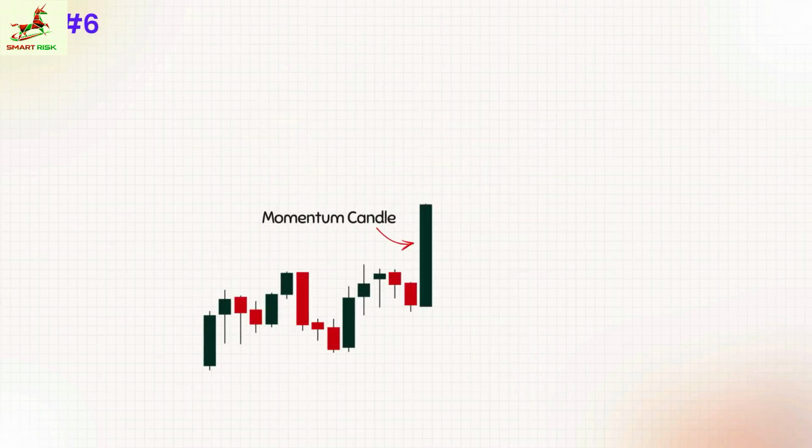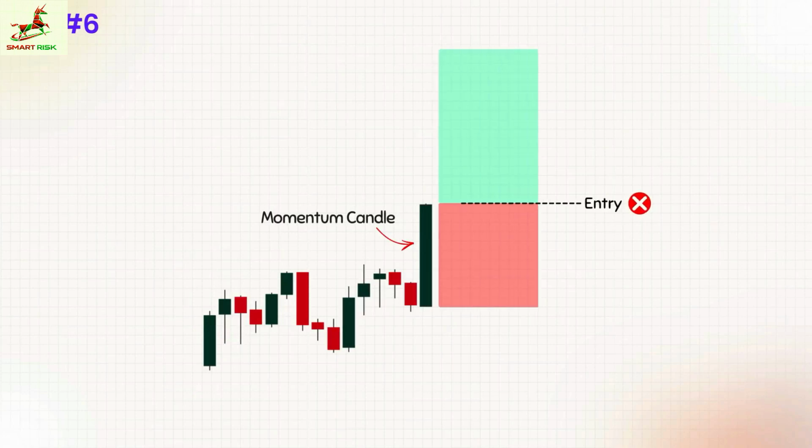Point number 6. Whenever a big, strong momentum candle forms on the chart, one that's way larger than the surrounding candles, you should always avoid entering a trade in that candle's direction right after it forms. Because these kinds of candles are created by operators to increase volatility and trap retail traders. This is a pro tip. Always keep it in mind.